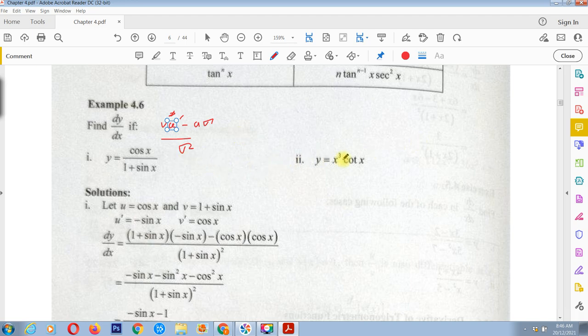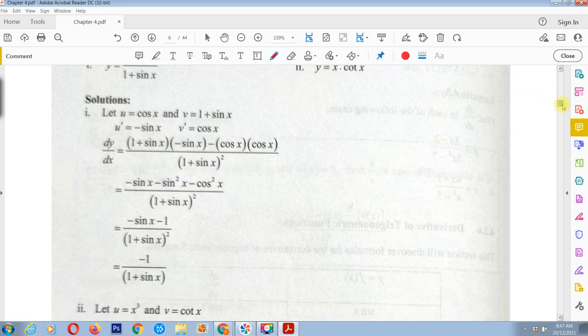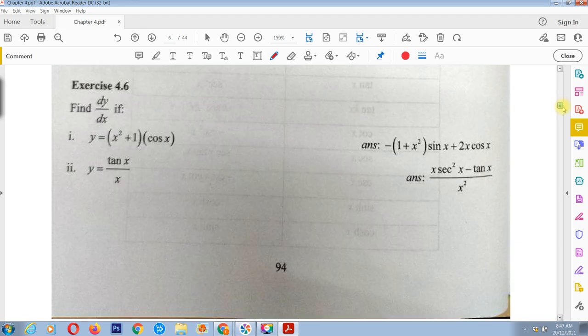Alright, so this is the product rule. So if you see, this is the product rule, so you will have u, and then you have v. Now your task is only to identify what is u and what is v, so that you can know whether you need to use the product rule or the quotient rule. If you deal with addition and subtraction, it's just easy. We can differentiate separately.